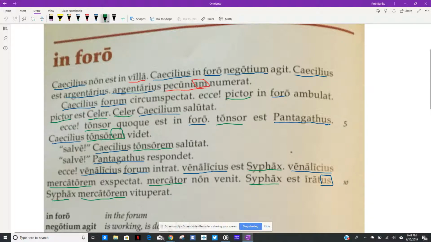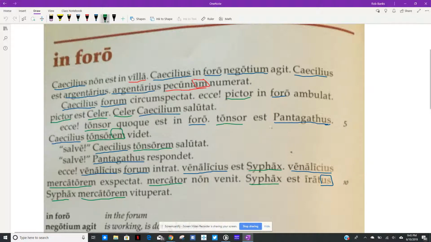The pictor est Celer, the painter is Celer. Celer Caecilium salutat. So who's doing the greeting and who's being greeted? Of course, the nominative Celer is greeting the accusative Caecilium. So Celer greets Caecilius. Look, tonsor quoque est in foro. All right, so we just have the word quoque here, which means also. Obviously, you want to learn all the words in the vocab list, but this is one you especially want to know because you'll see it very frequently. And it also looks nothing like our word also. So quoque means also. You want to get that. So tonsor, a barber, also est in foro, is in the forum.